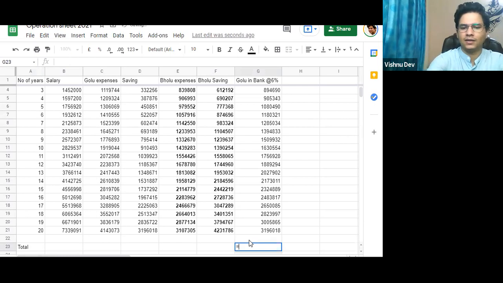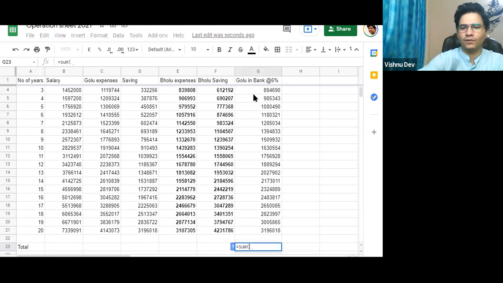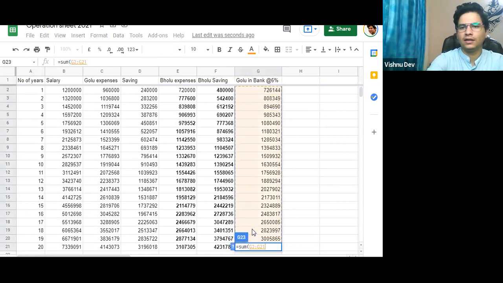There is a function called sum. It will automatically add, I don't have to do anything. I will teach you all these things, don't worry. It will automatically add everything.